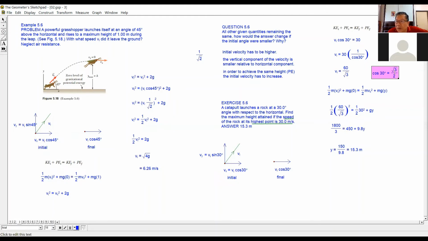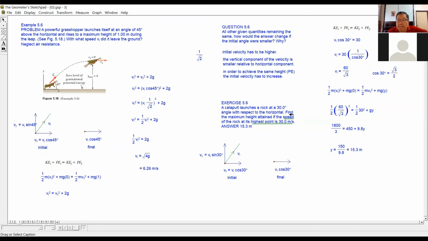So I use this root 3 over 2, I substitute inside the cos 30. So the 2 goes to the top, it becomes 60. Right? So this is the reason why I have this 60 over root 3, because the cos 30 is this. Okay, now I can apply the conservation. I have found out the initial velocity. Right? Find the maximum height attained.